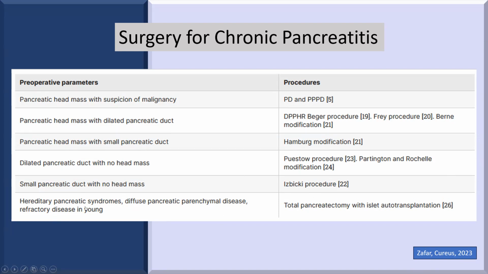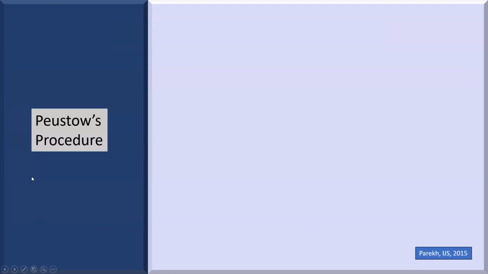Hereditary pancreatic syndromes and diffuse parenchymal disease: this is the calcification I was talking to you about. You do a total pancreatectomy. Okay, those are the choices that you have for chronic pancreatitis.